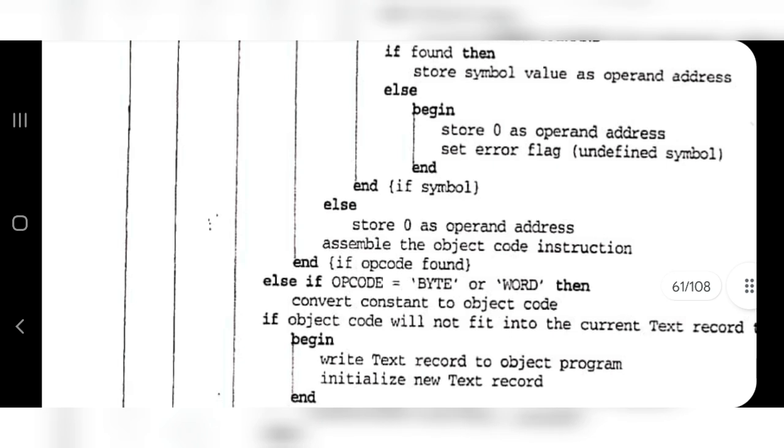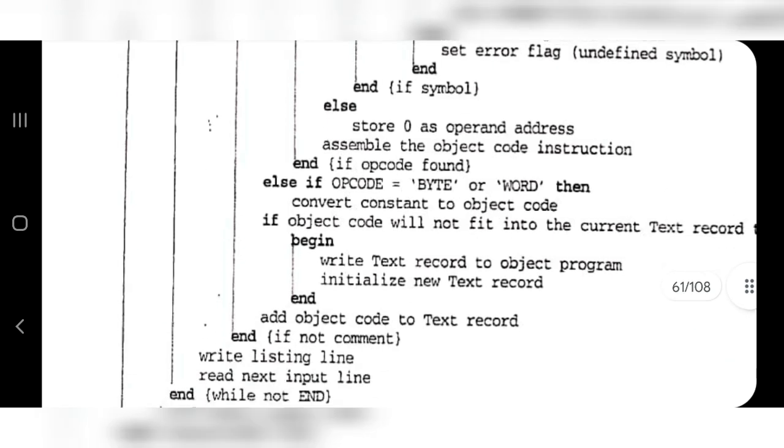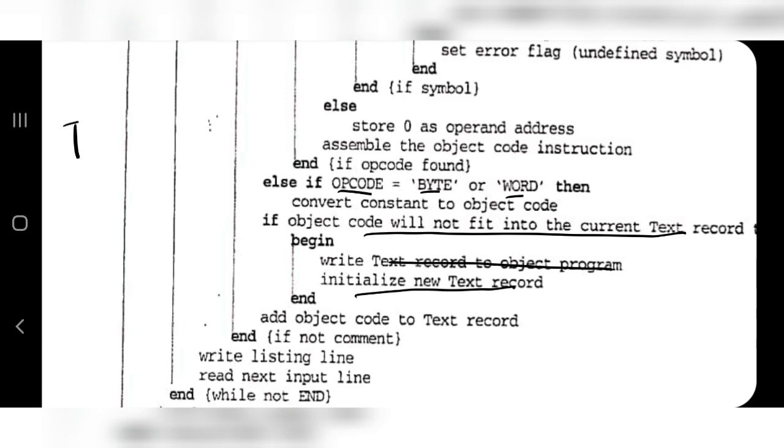Okay, so after we have done that, if the opcode is found, then we check whether the opcode is BYTE or WORD. If it is BYTE or WORD, then the object code is fitted in the current text record, and we write the text record to the object program and initialize a new text record. So the text record is the thing which starts from T, right?